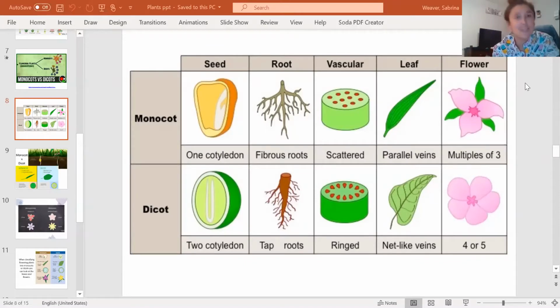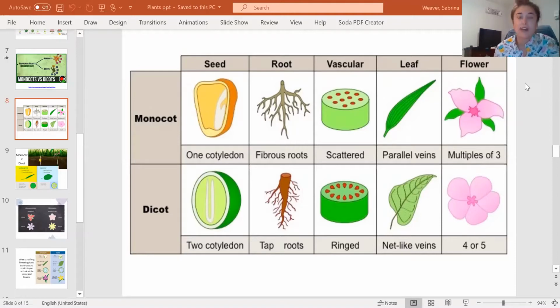But the petals are in multiples of 3 for monocots, so they could have 3 petals, they could have 6 petals, or if it's a dicot, the petals are in multiples of 4 or 5. So it could be 4 petals, 8 petals, could be 5 petals, could be 10 petals. So those are the two main ways that I want you guys to look at.